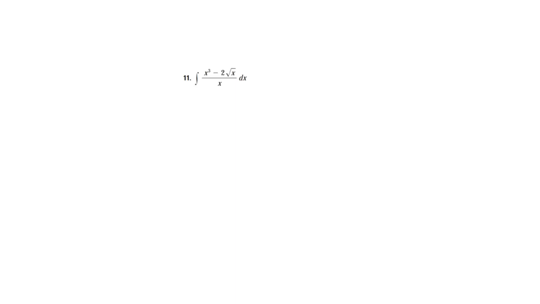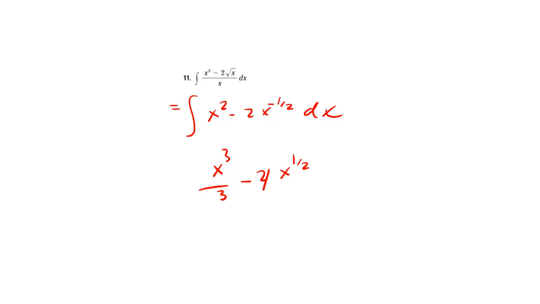Problem 11 must be the same question, just what is this equal to? Let's simplify it up a little bit. That'd be x squared minus 2x to the negative a half dx. So x cubed over 3 minus 2x to the 1/2 times 1 over 1/2, or times the reciprocal, so this makes that 2 and 2 of 4. Plus an arbitrary constant.